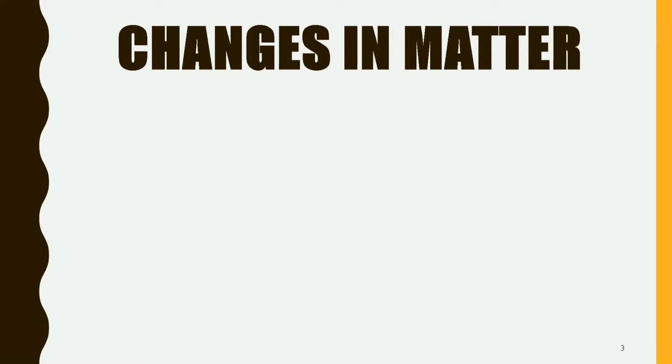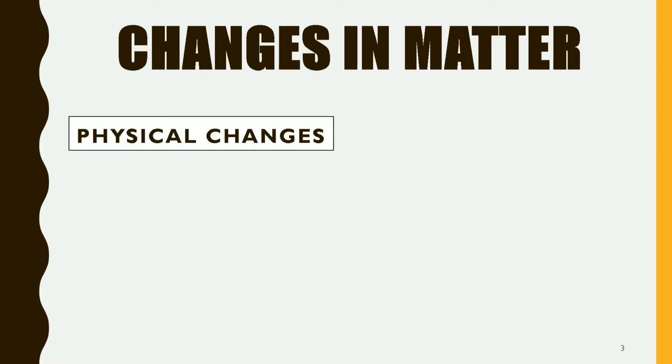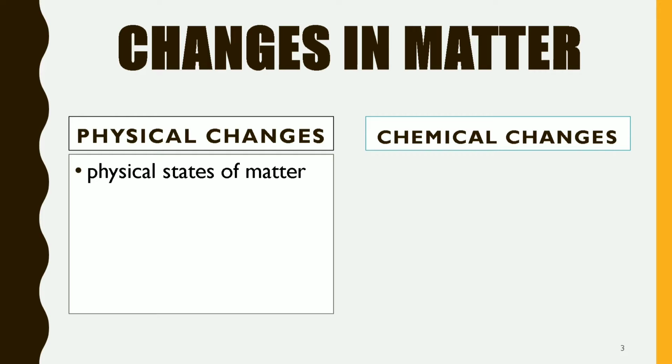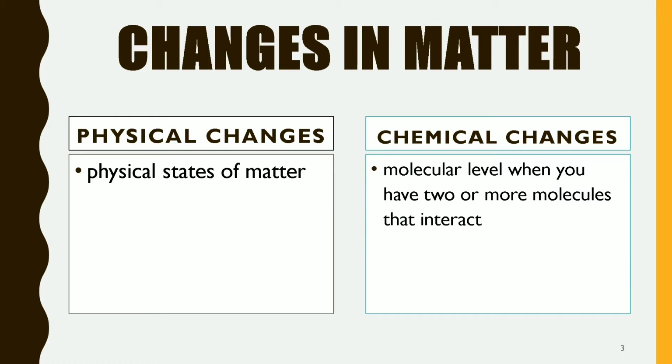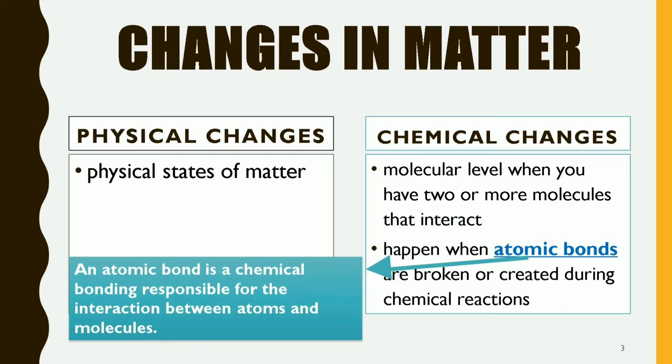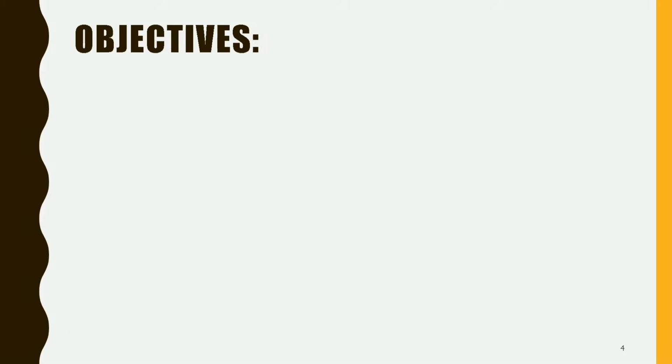Physical changes are usually about physical states of matter. On the other hand, chemical changes happen on a molecular level when you have two or more molecules that interact. Chemical changes happen when atomic bonds are broken or created during chemical reactions. An atomic bond is a chemical bonding responsible for the interaction between atoms and molecules. Atomic bonding will be further discussed once you go to your Chemistry 9. Atoms and molecules will be discussed thoroughly at the next meeting.